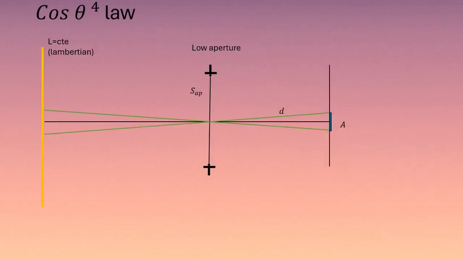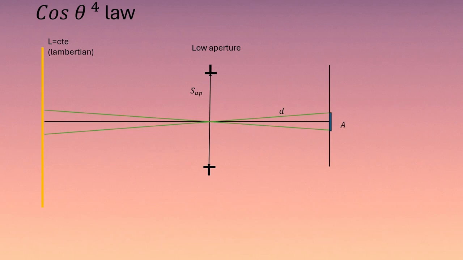We now want to focus on an interesting law in radiometry called the cosine theta to the fourth law, useful to understand what is the irradiance off axis. For this, we consider a simple system. With a Lambertian source, meaning same radiance in all directions, a lens with a low aperture, so with no spherical aberration which could increase the étendue, and a sensor with several pixels.